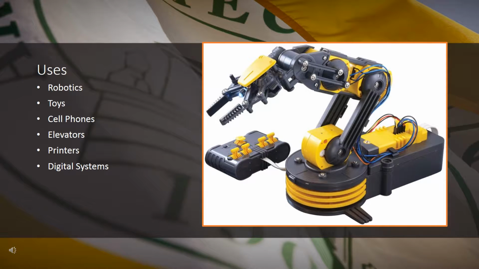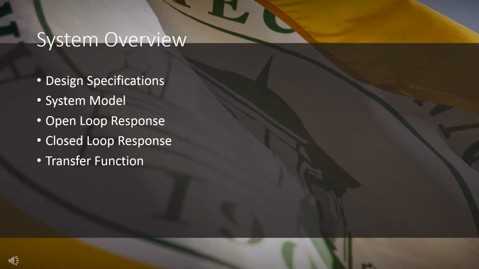Common uses for DC motors are in portable robotics, moving toys for children and adults, cell phones, elevators, printers, and many digital systems. The system overview will include the design specifications, a system model, open and closed loop responses, and basic transfer function overview.